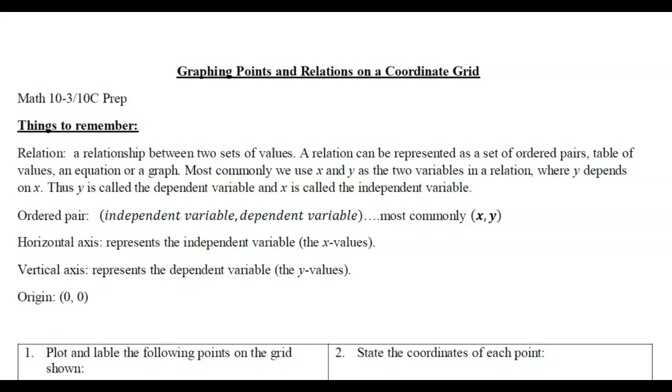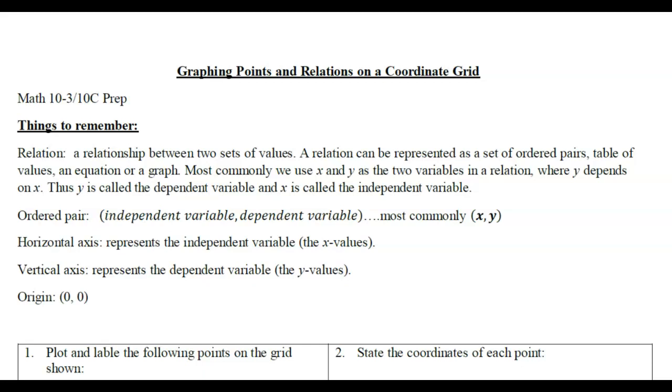So a relation is a relationship between two sets of values. It can be represented as a set of ordered pairs, table of values, equation, or a graph. Most commonly, we use x and y as the two variables in the relation, where y depends on x. Thus, y is called the dependent variable, and x is called the independent.